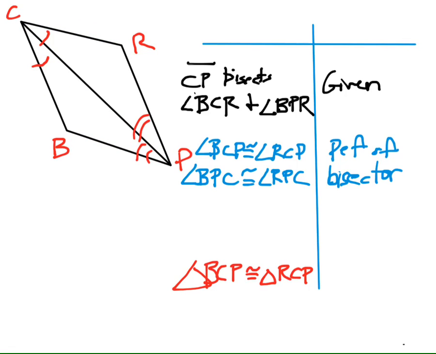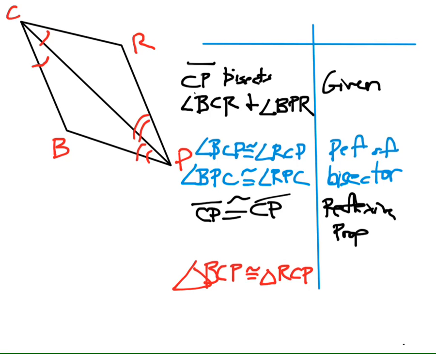Yeah, CP is congruent to CP, right? The side is congruent to itself. That's the side they share. CP is congruent to itself by the reflexive property. So that side's congruent to itself by the reflexive property.